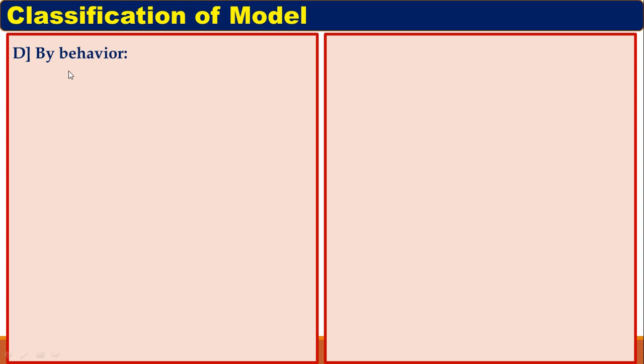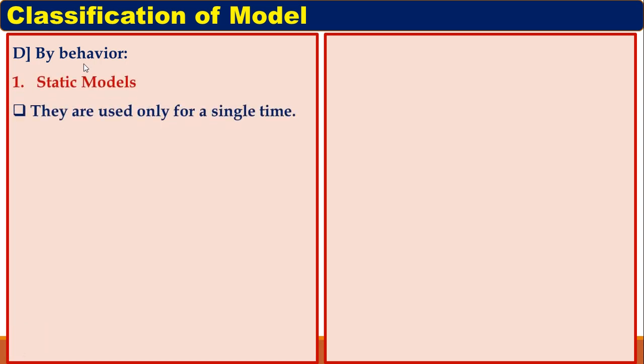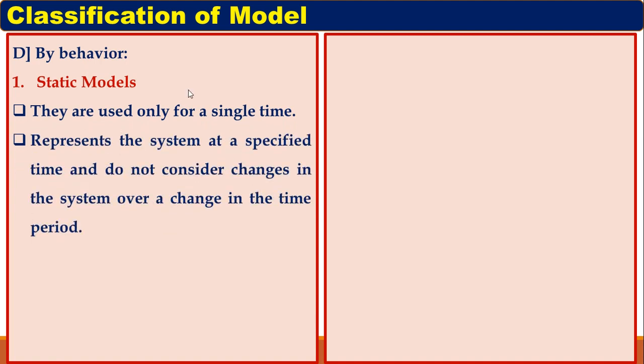Fourth criteria is by behavior. First is the static model. They are used only for a single time, and represent the system at a specified time and do not consider changes in the system over a period of time. So static models are used at that instantaneous time. Example, economic order quantity model.